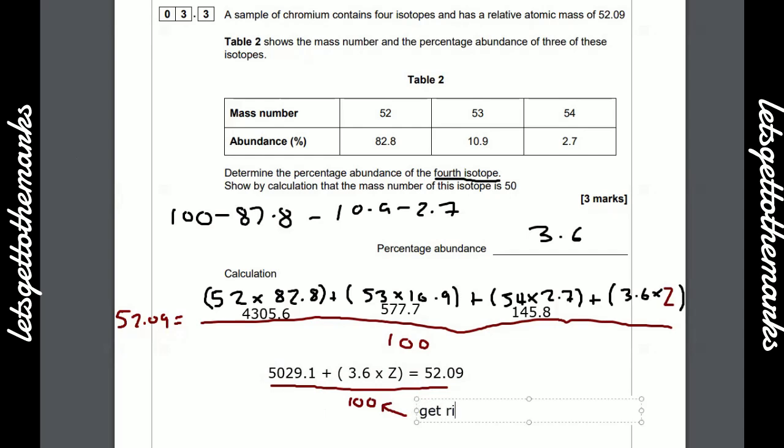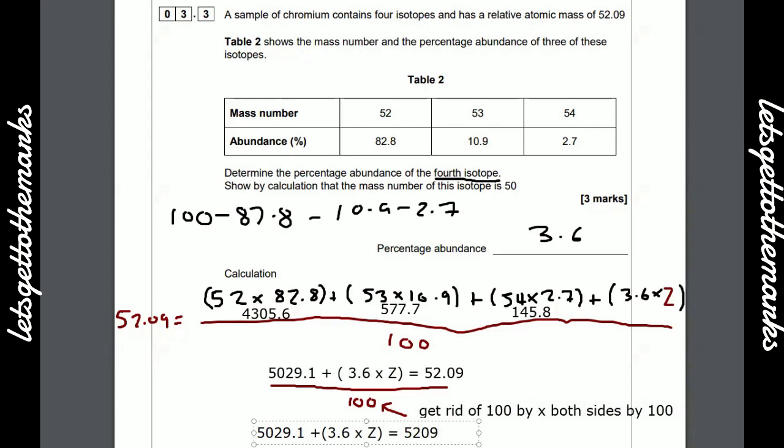Okay, so to get rid of the divide by 100, you know what you do? You multiply both sides by 100. So let's times both sides by 100, and that gets rid of the 100 on the left-hand side, and we just rewrite the equation: 5029.1 plus 3.6 times Z, and that is now equal to 5,209 because we multiplied the right hand side by 100.